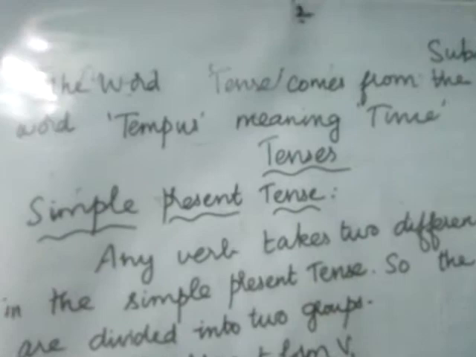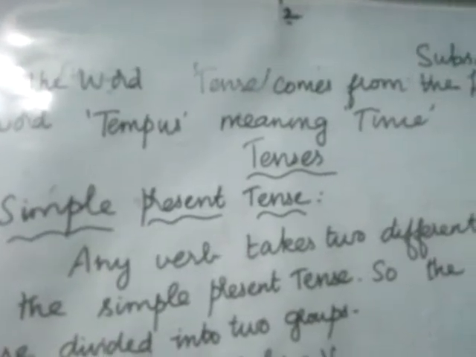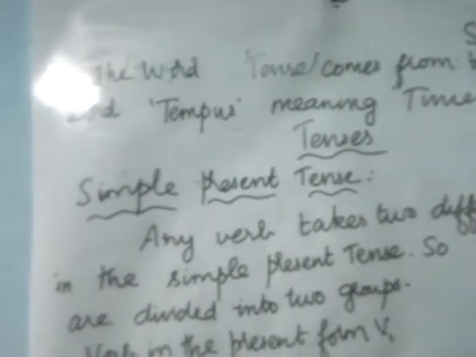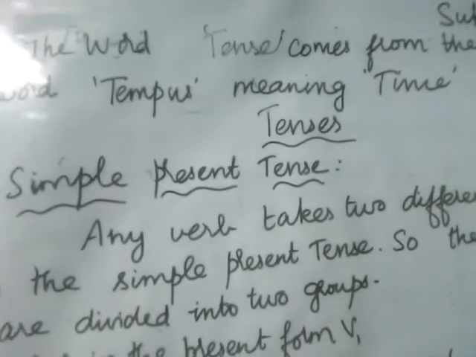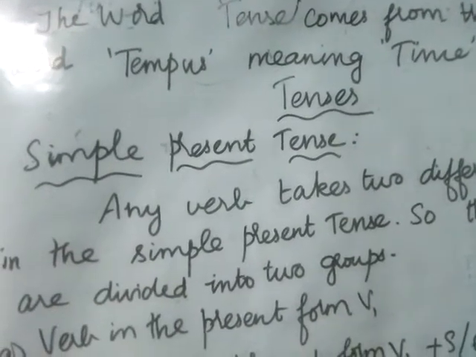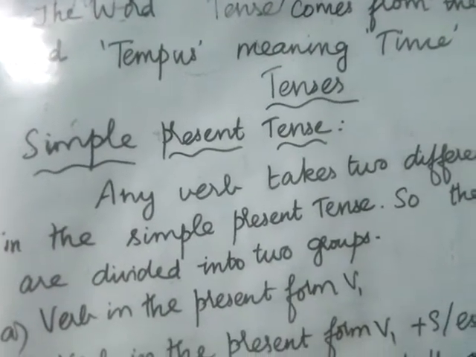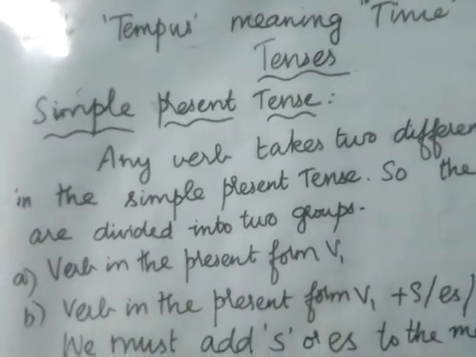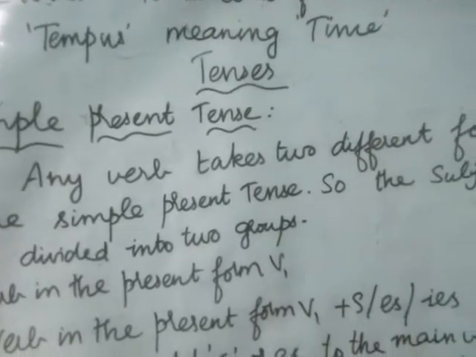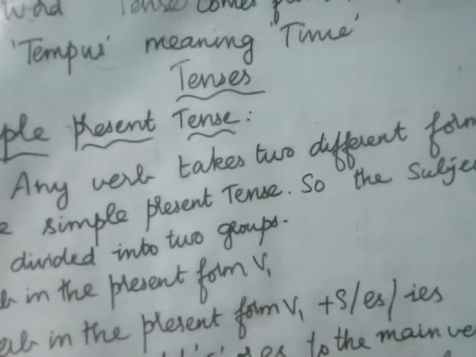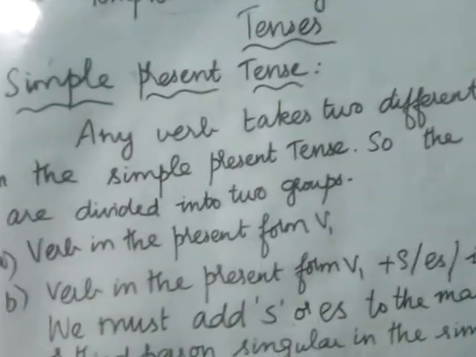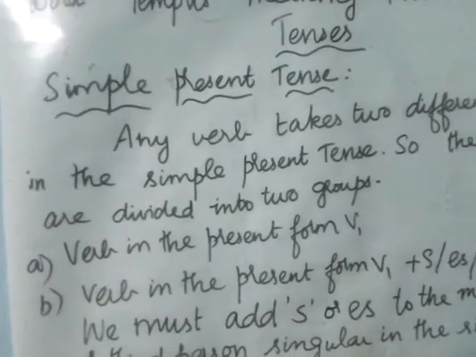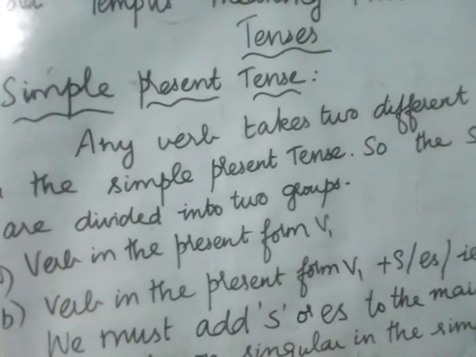Now let us see the tenses. The word tense comes from the Latin word tempus, meaning time. First, we are going to see the simple present tense. What is the simple present tense? Any verb takes two different forms in the simple present tense.